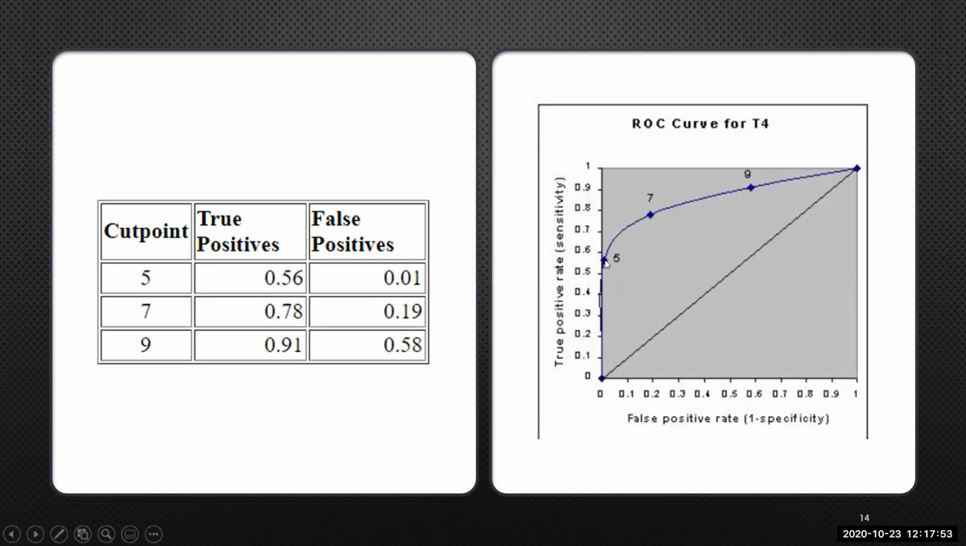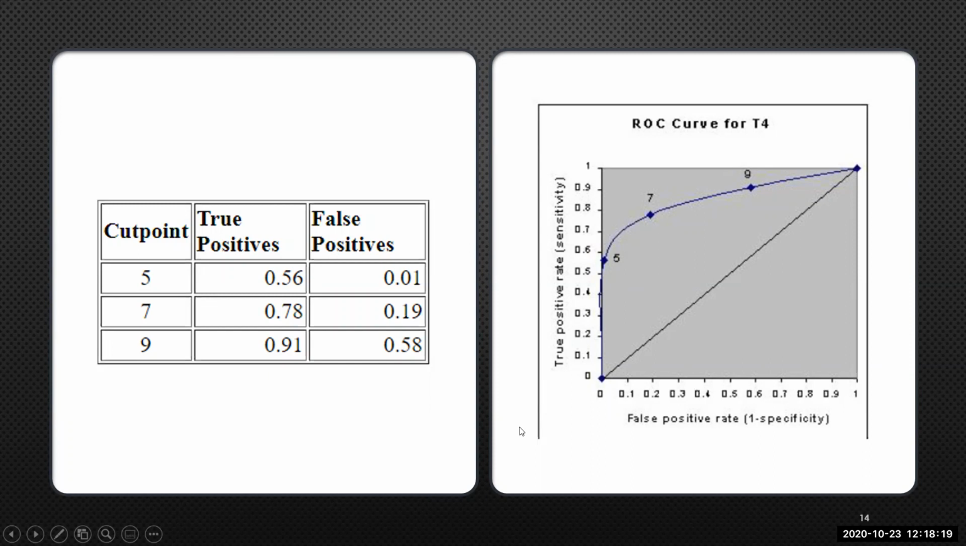And so this first point, right, is at a cut point of 5, and so the false positive rate, which is this, is 0.1, so that's going to be really close to 0 here, and the true positive rate is 0.56, right? So that's where they've graphed this first point, and so they're just graphing these points on the x and the y axis, and then connecting the dots basically.